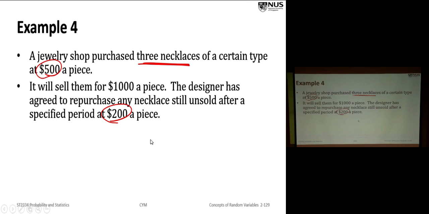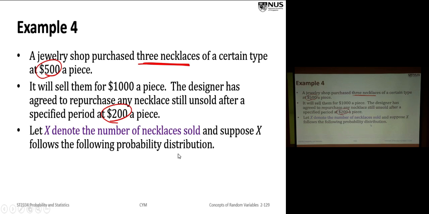Of course, we are interested in what is the expected gain. So what's the random variable here? You have the number of necklaces, and how much you gain or lose basically depends on the number of necklaces that you sell. There are only 3. You can sell 0, 1, 2, or 3 because you only have 3. So that is the x. So x is the number of necklaces that's sold, and x takes the values 0, 1, 2, or 3.